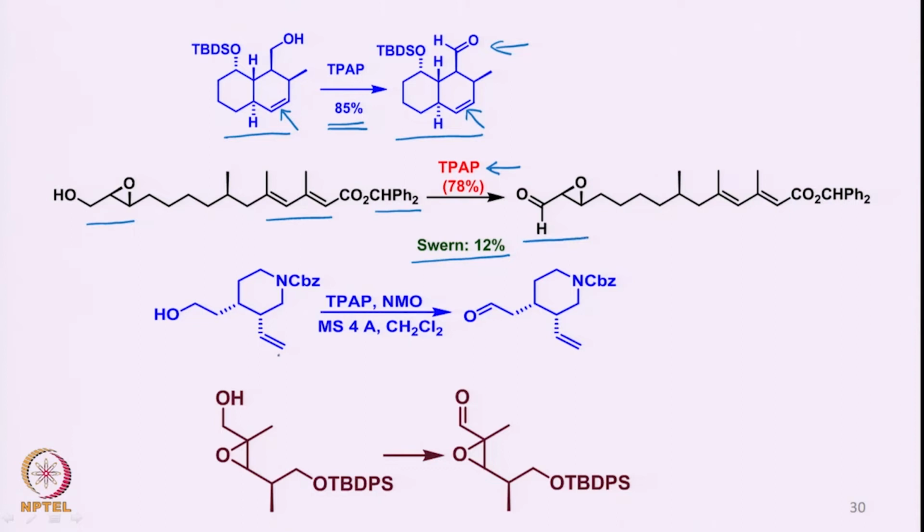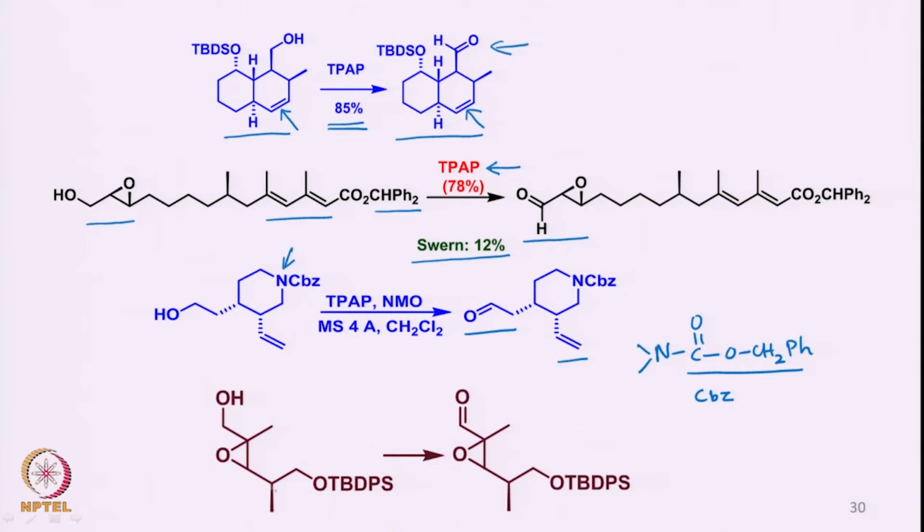One can also see another example, in which the nitrogen has been protected as a CBZ group. CBZ group is nothing but COO benzyl group, CH2 phenyl. This is the protecting group, and this is what is called CBZ, and therefore this is protected, and that gives the corresponding aldehyde, with no over oxidation and no oxidation of the double bond.